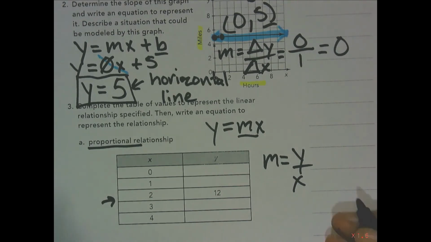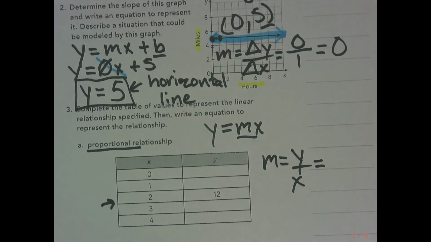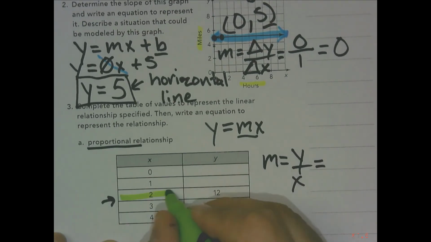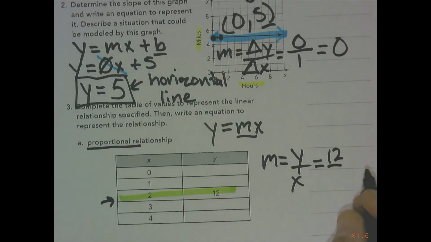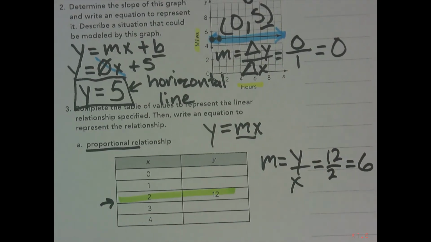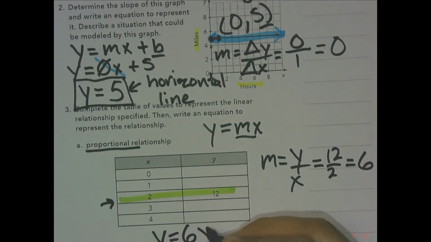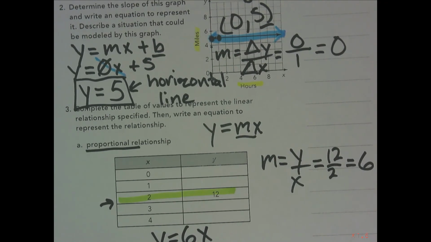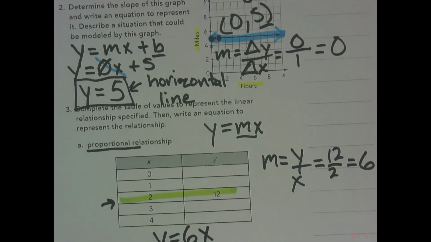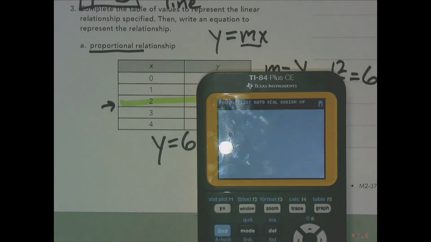I only have these two x and y values. So if I say m equals y over x, what's my value for y? Yeah, you shouted out the answer, but don't get ahead of me. So that would be 12 divided by 2, which equals 6. So my equation is y equals 6x. That means I'm going to multiply my x value by 6.